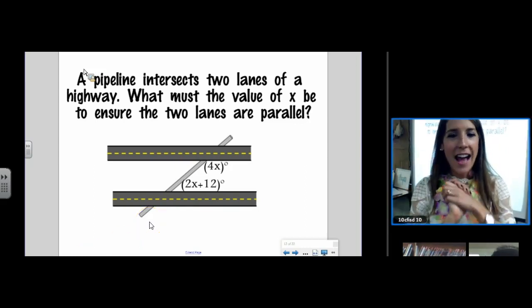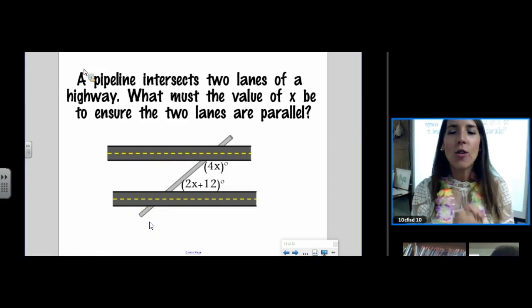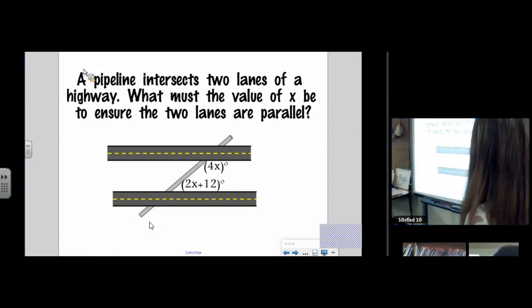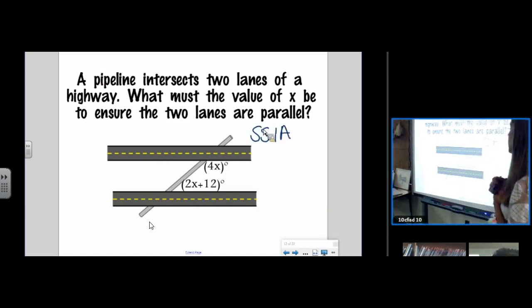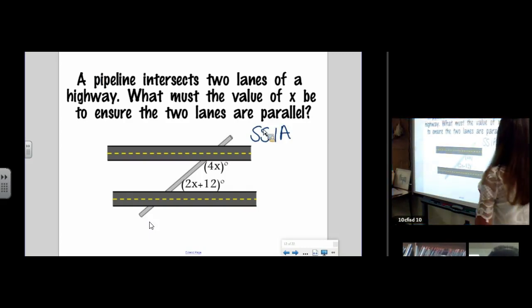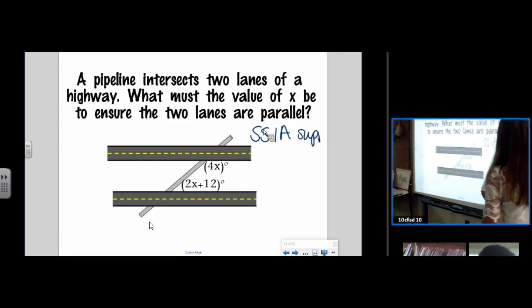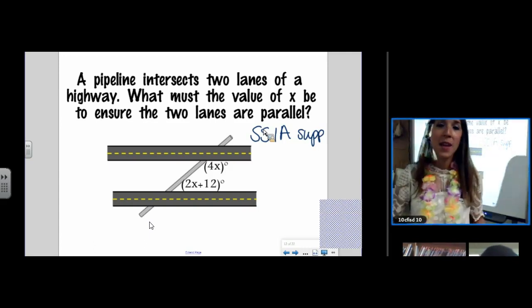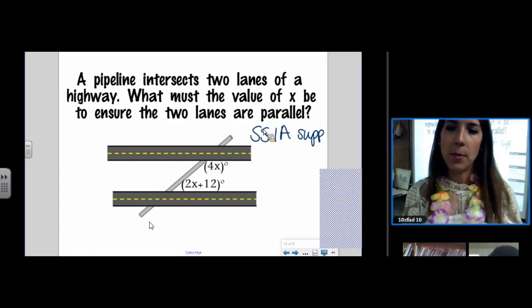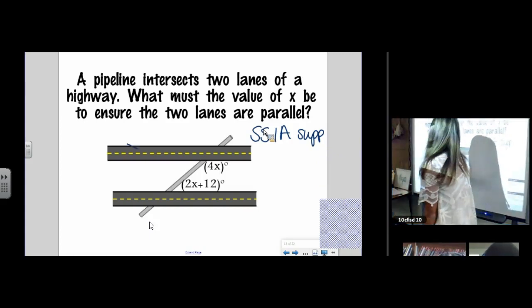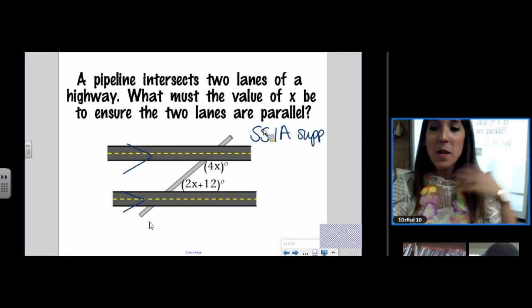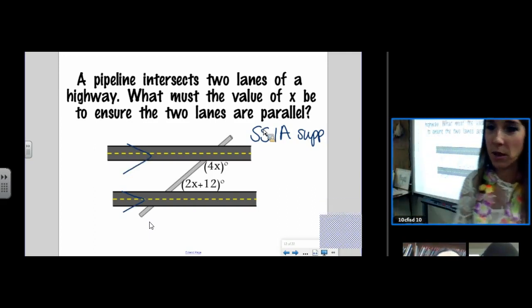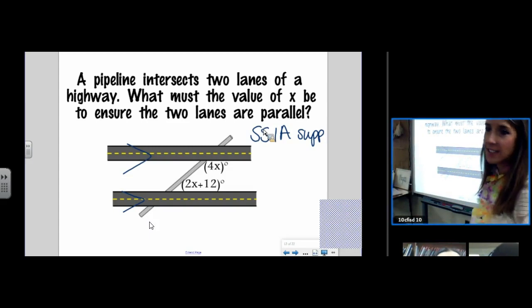So step 1, identify the vocab word. You have to know your vocab so well by tomorrow. These two angles are, for the third time in a row, same side interior angles. We know same side interior angles are supposed to be supplementary. So the theorem we're using, because it's converse day, is if these two angles are supplementary, then our lanes will be parallel. So we need to make them supplementary because we don't want to get fired from our job because they weren't parallel and it caused traffic accidents, right?